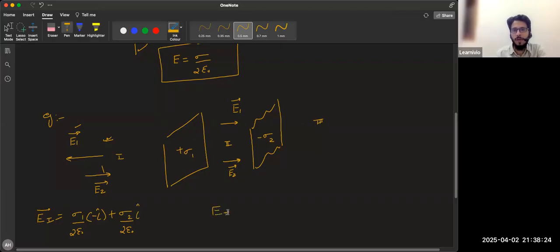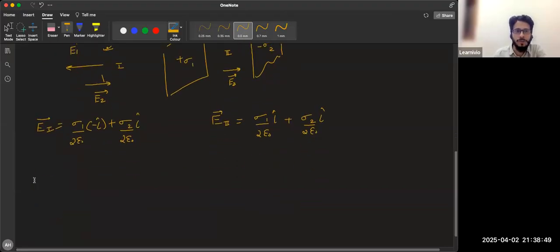Similarly, if you want to calculate field in region 2, for the first sheet, it's sigma 1 by 2 epsilon naught. Direction is along the positive x-axis, which is I cap. Similarly, for the second sheet, it's sigma 2 by 2 epsilon naught, positive x-axis. This is I cap also. So this is how we calculate electric field for a sheet.